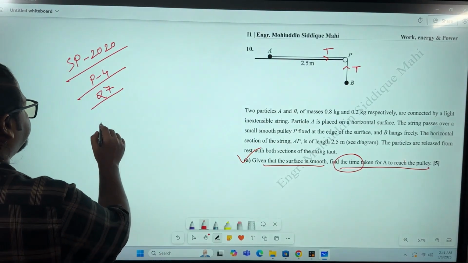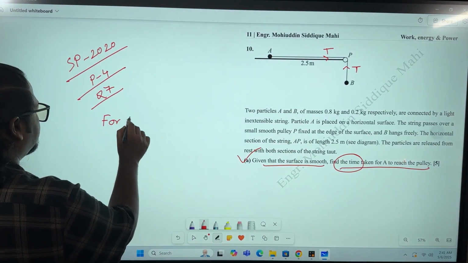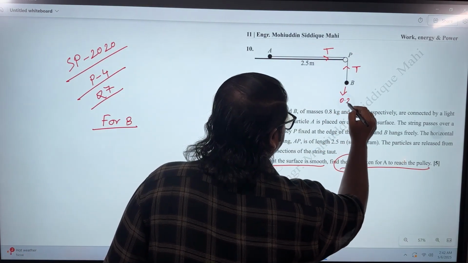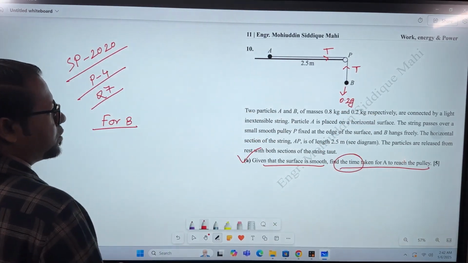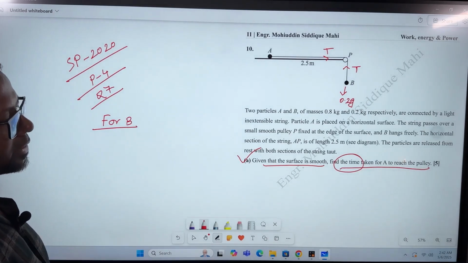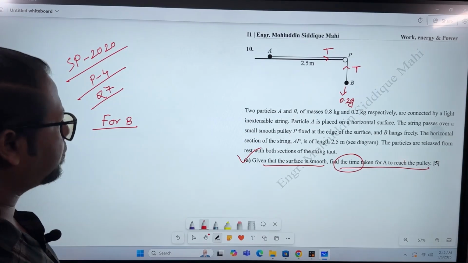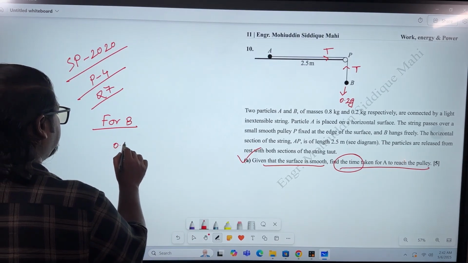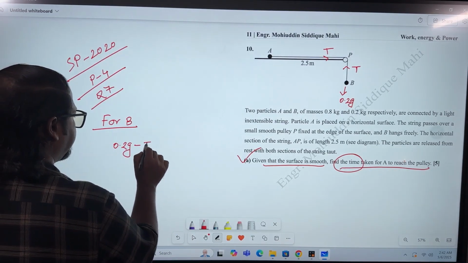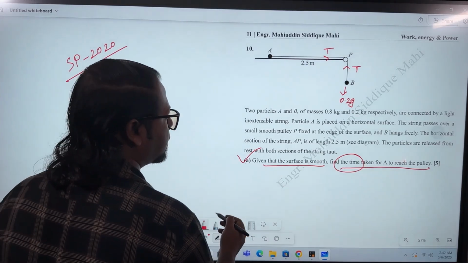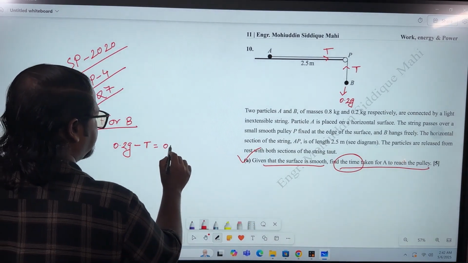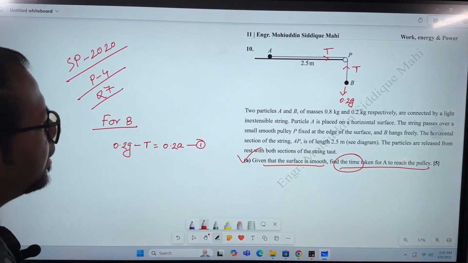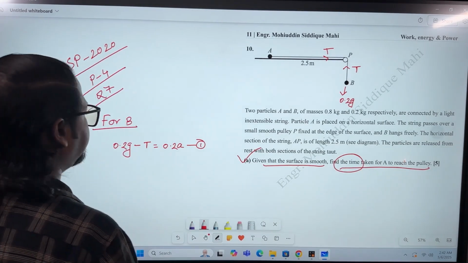Now for B, if we resolve the forces for B, the mass of B is 0.2 kg, so the weight will be 0.2g. As the system is moving downward, B will accelerate downward. So if we apply Newton's second law, 0.2g minus tension equals mass into acceleration. Mass of B is 0.2. So that's equation 1.